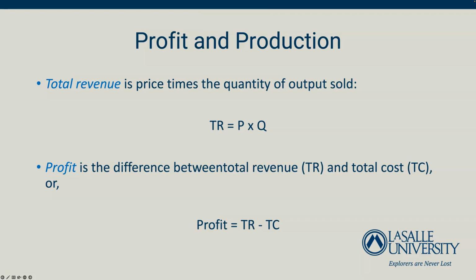So then profit is the difference between total revenue and total cost, or money coming in and money going out. And in this equation, it's TR minus TC, total revenue minus total cost.